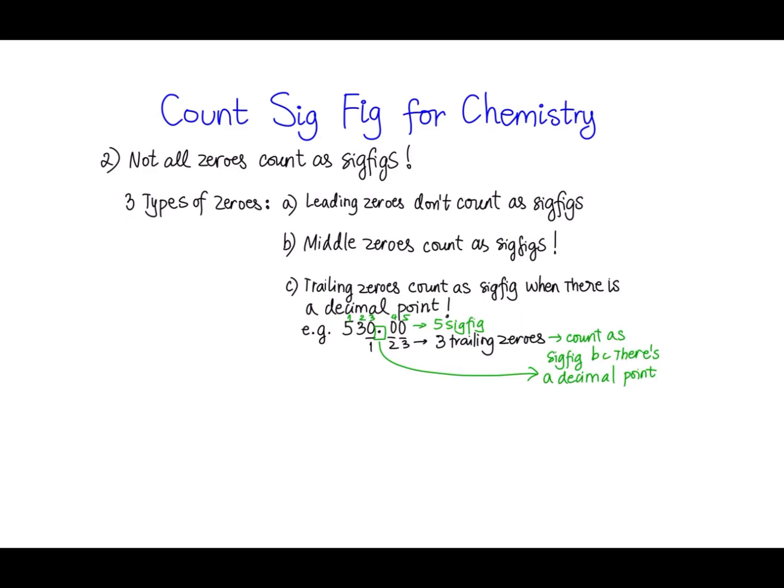In the next example, let's say if you have 530.00, then the 3 trailing zeros in this case count as sigfigs because there is a decimal point in this number, right? There's a decimal point in 530.00, so that's why the 3 trailing zeros count as sigfigs. So it doesn't matter if the zeros are before or after the decimal point, as long as there's a decimal point in the number, all trailing zeros are considered sigfigs. So in total, this number would have 5 significant figures. That is counting the 5 and 3 as well as the 3 trailing zeros.